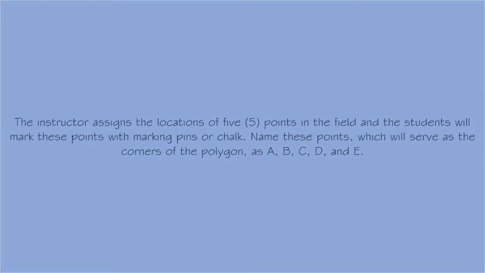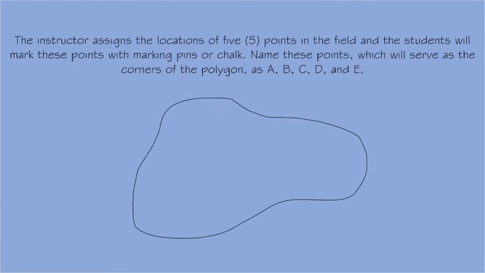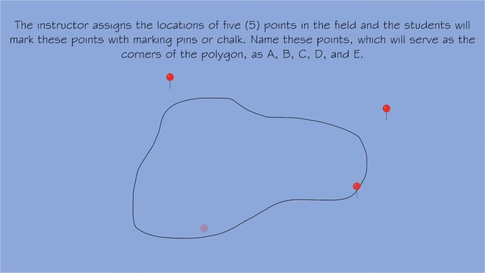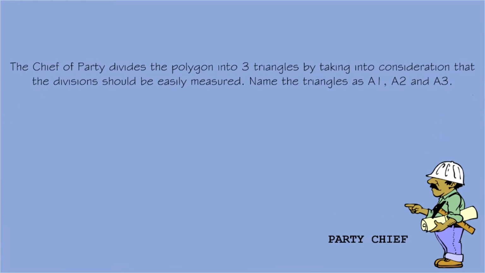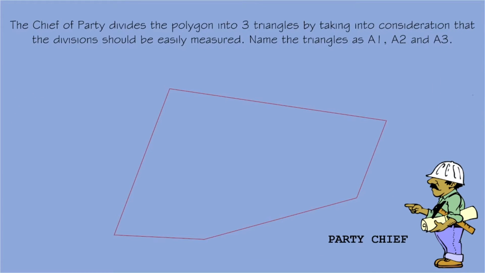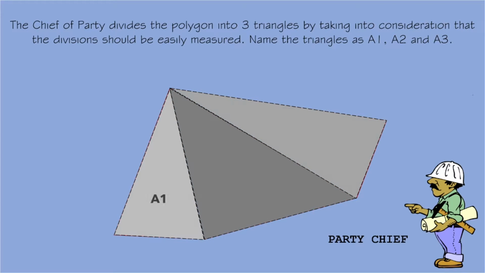So first, the instructor assigns the locations of tied points in the field and the students will mark these points with marking pins or chalk, naming these points as A, B, C, D, and E, which will serve as the corners of the polygon. Then, the chief of party divides the polygon into 3 triangles by taking into consideration that the divisions should be easily measured, naming these triangles as A1, A2, and A3.